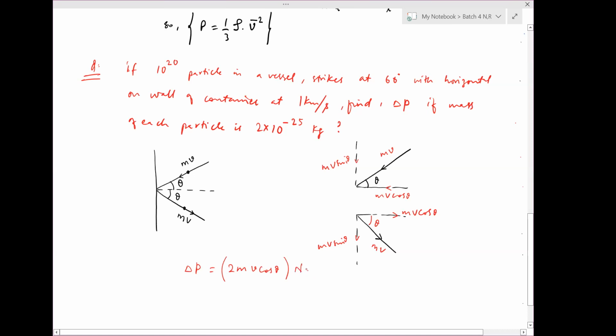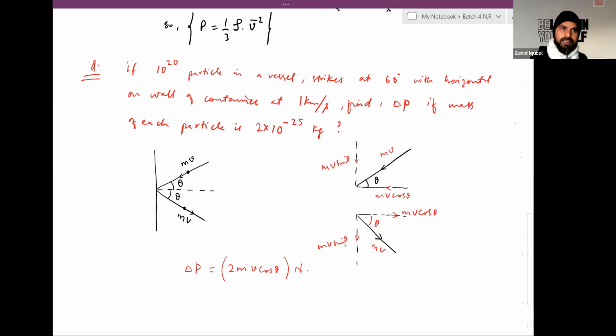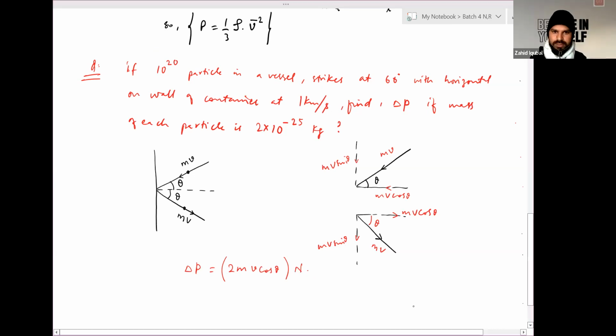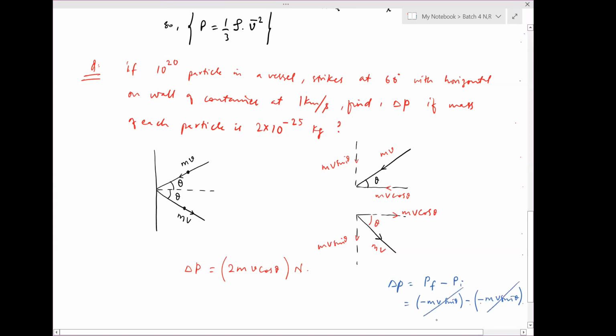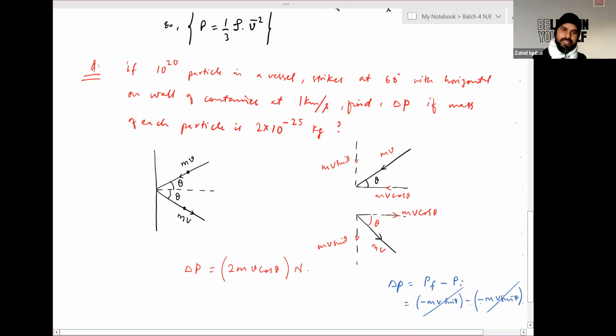Sir, why is the horizontal component ignored? No, I have just neglected the vertical component. If you calculate the change in the vertical component, delta P equals P final minus P initial. So the final momentum along the y-axis is towards downward, so that will be taken as minus mv sin theta. And minus the initial momentum, we have again in the downward direction, so it will be taken as negative, minus of mv sin theta. So this minus and this minus will become plus, so this term and this term get cancelled out. Okay, sir. Just put all the values and simplify it.